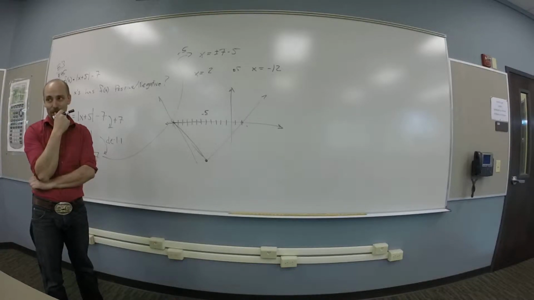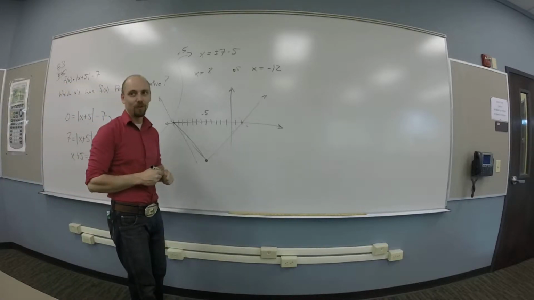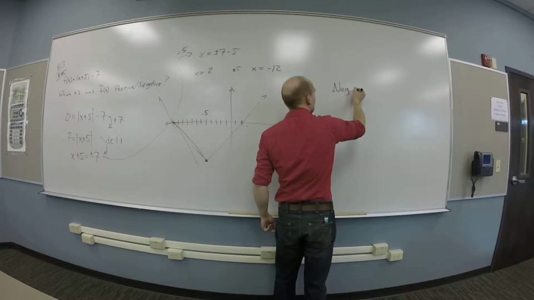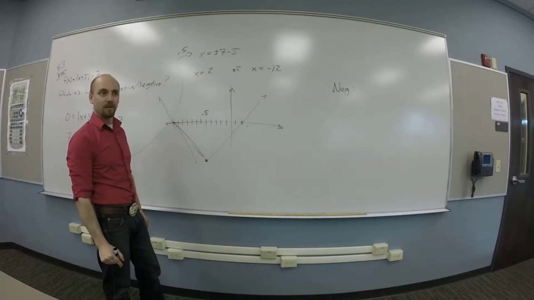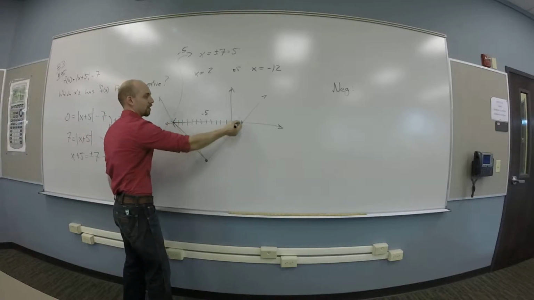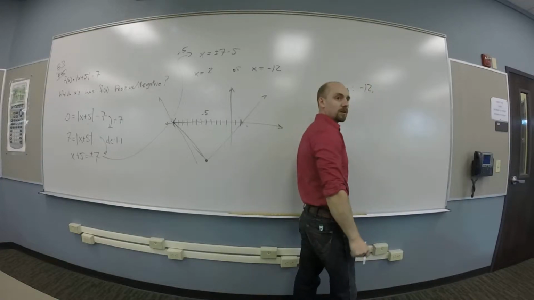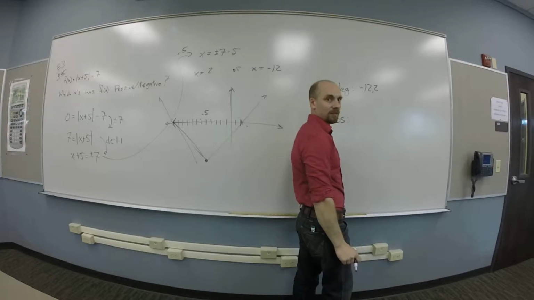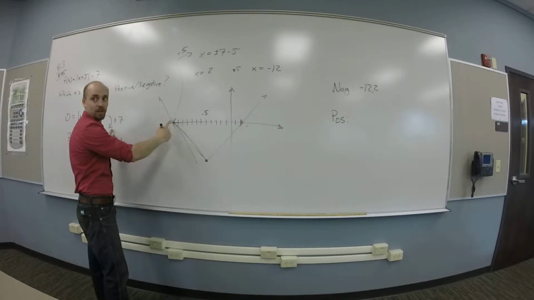Which one's easier? Negative, probably, because I only have to write one interval. You guys see that? So I want to write negative. It's negative for the x's from here to there, so that's -12 to 2. And it's positive negative infinity to -12, on this stuff, and also from 2 to infinity.